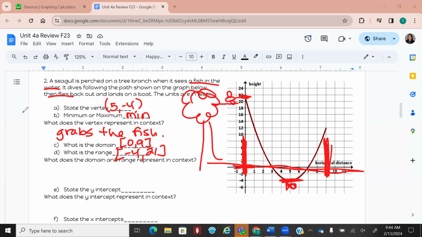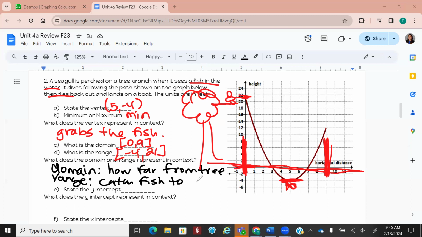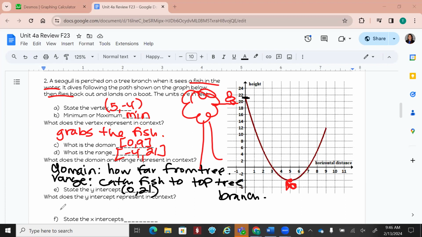Now, what does the domain represent in context? Well, the domain represents how far from the tree. The range represents from him catching the fish to top of tree branch. Okay, what's the y-intercept? And what does that represent in context? The bird sitting on the tree branch. Birds chilling in the tree.